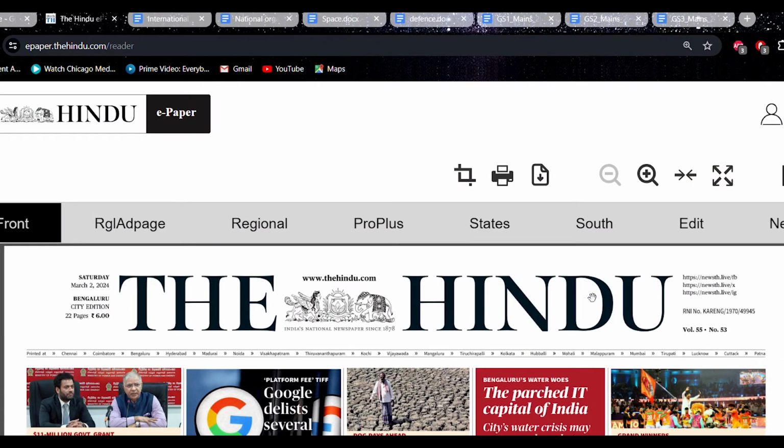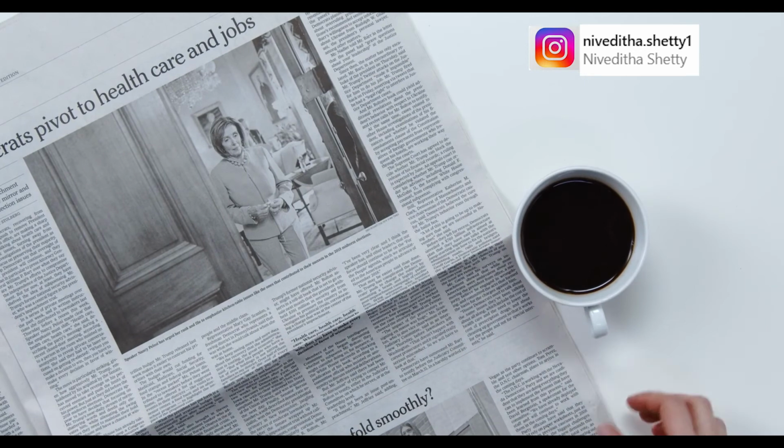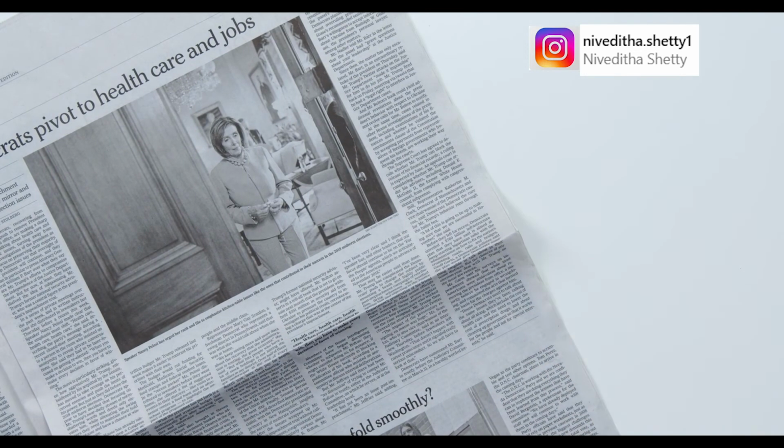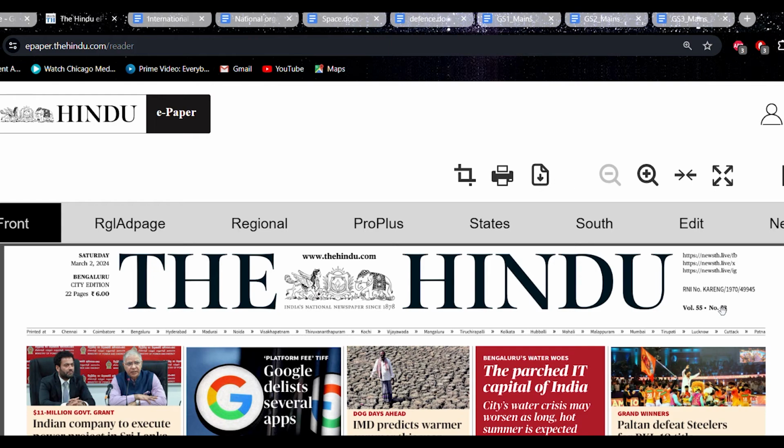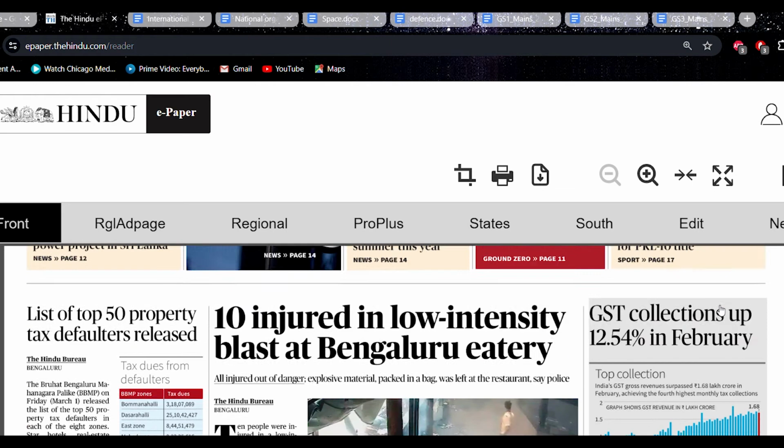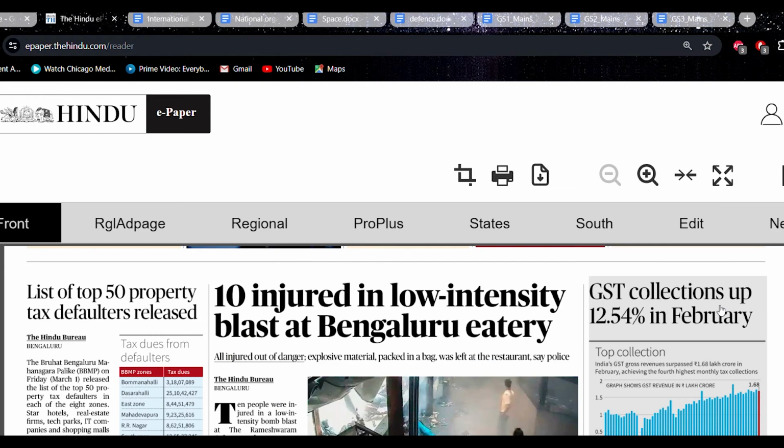I have taken the example of The Hindu newspaper of March 2nd and I will show you live how I used to read the newspaper. So, first of all, you can read either The Hindu or the Indian Express. I read The Hindu for my prelims as well as mains. Then for my interview, I switched to the Indian Express.